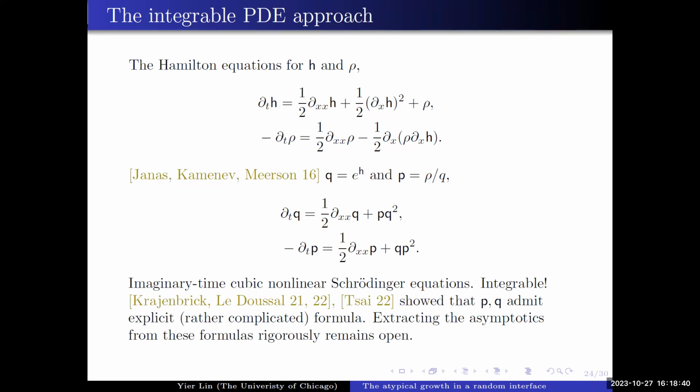Actually, this was proposed in the physics works by Janas, Kamenev, and Meerson to do this transform. The first transform looks like a Hopf-Cole transform. The second one is slightly different. You will just change your equation to something more like a heat equation. And it's actually something called the imaginary time cubic nonlinear Schrodinger equation.